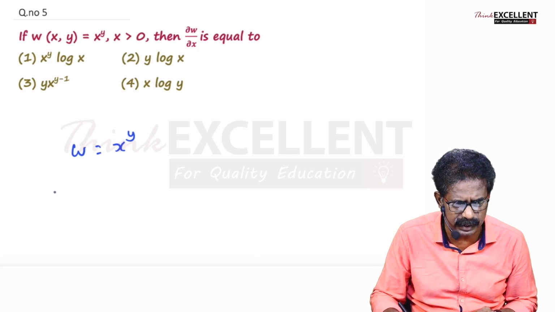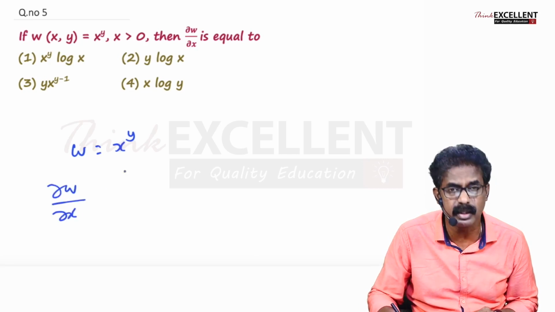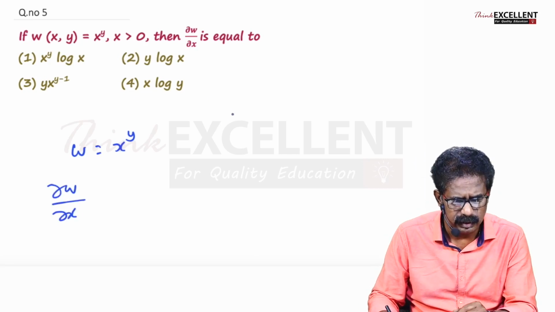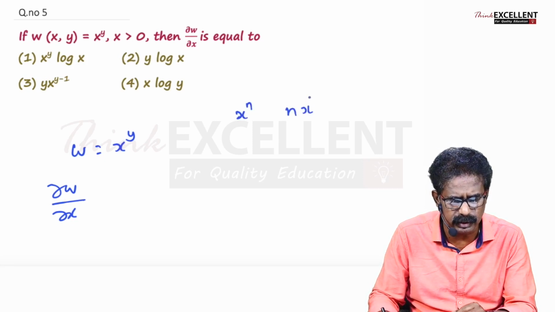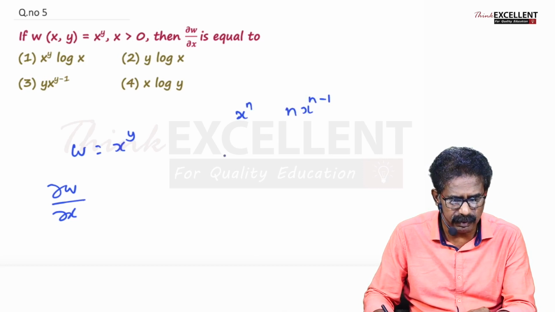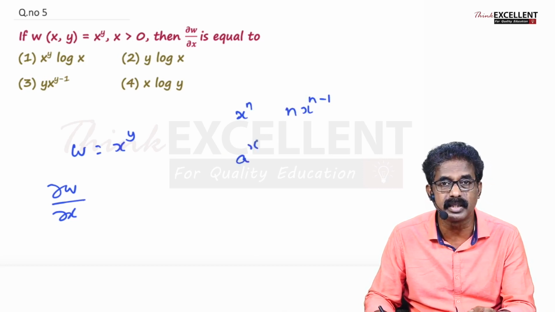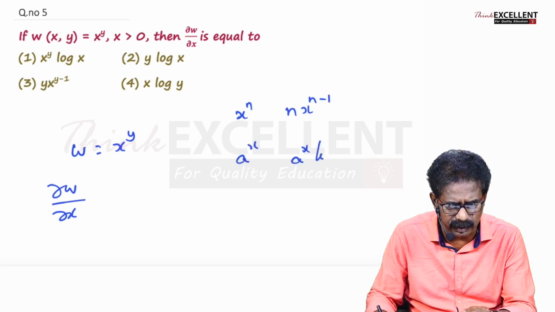Dou w by dou x. So here you remember the two formulas. The derivative of x raised to n, what's the derivative of x raised to n? N into x raised to n minus 1. And the derivative of a raised to x is a raised to x log a.